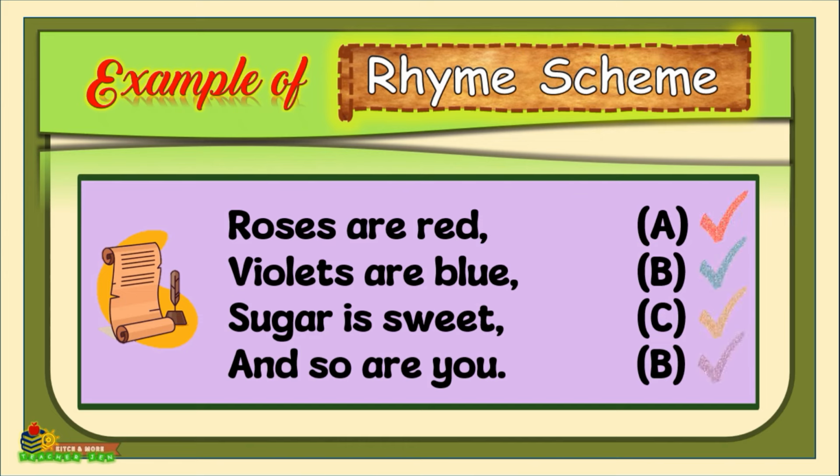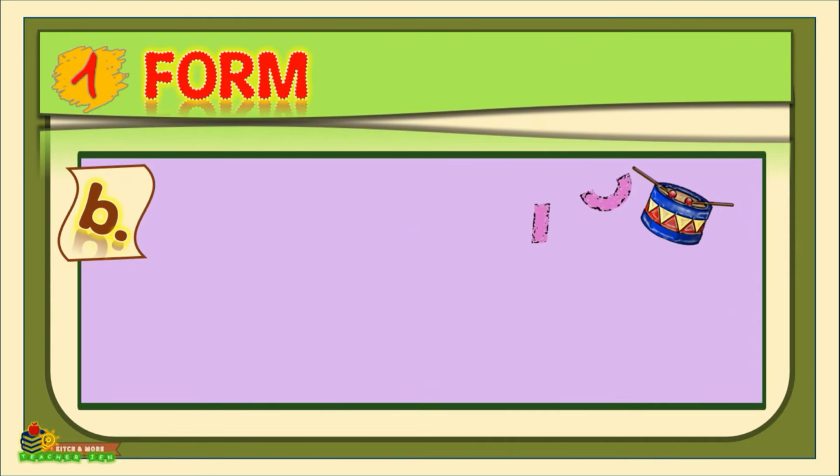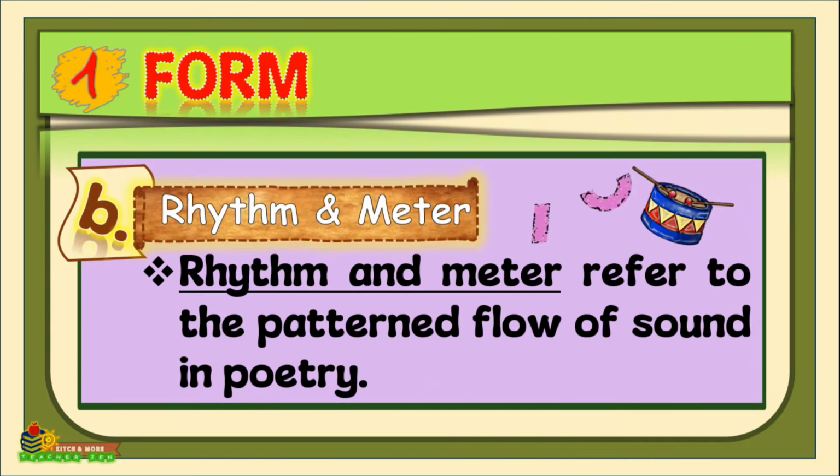Easy, right? Rhyme schemes can be simple or complex, and sometimes poems don't rhyme at all. That's okay too. But many poems do, and this is how we figure out their rhyme pattern. Still under form, let's talk about one of the most fun parts of poetry, the rhythm and meter. Rhythm and meter refer to the pattern flow of sound in poetry.